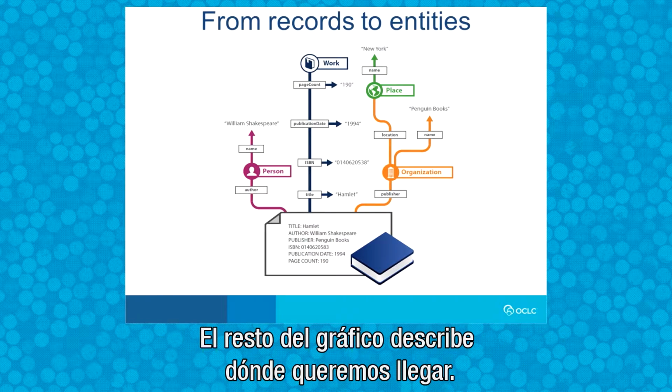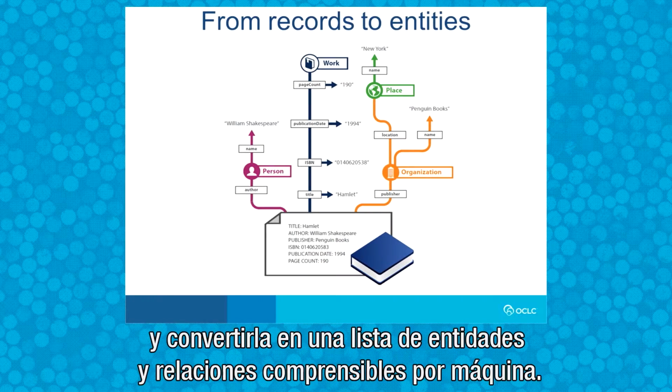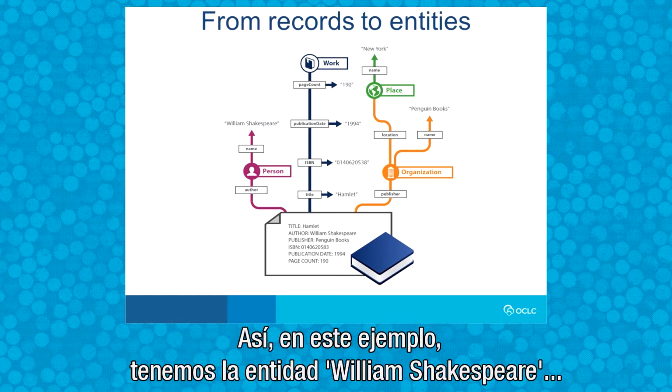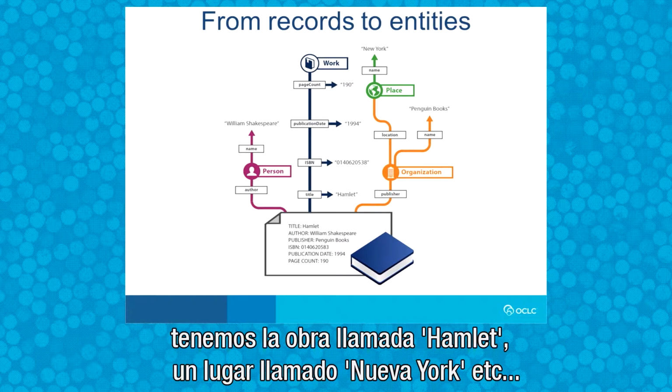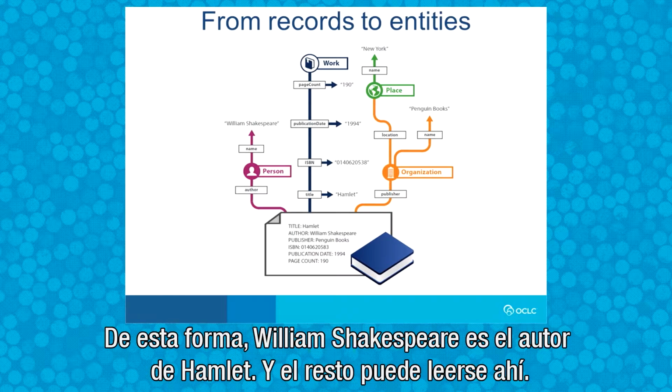And the rest of the picture describes where we need to be. We need to take that flat human readable description and turn it into a list of machine understandable entities and relationships. And so in this example, we have the entity William Shakespeare, we have the work named Hamlet, a place named New York, and so on. And there are relationships associated among these entities. And so William Shakespeare is the author of Hamlet, and you can read the rest there.